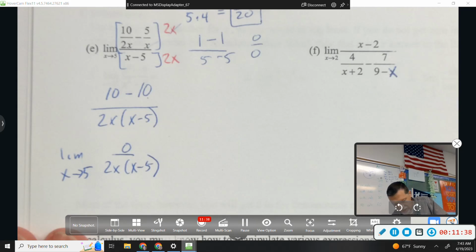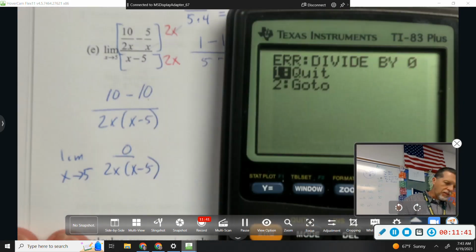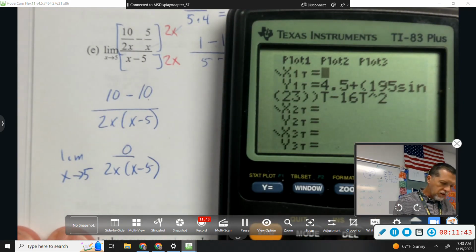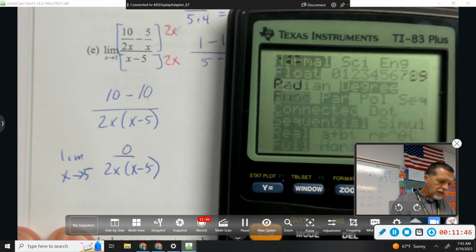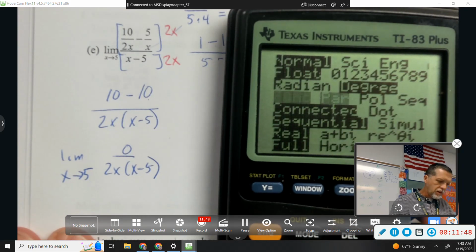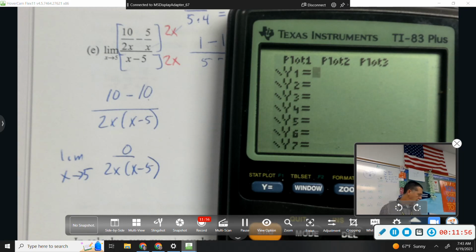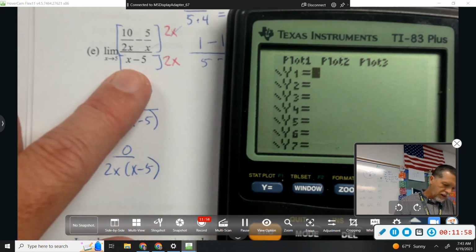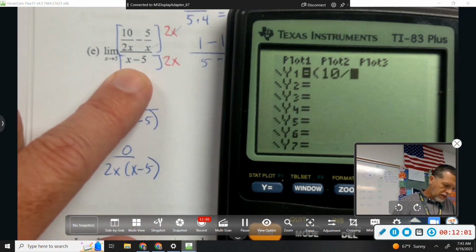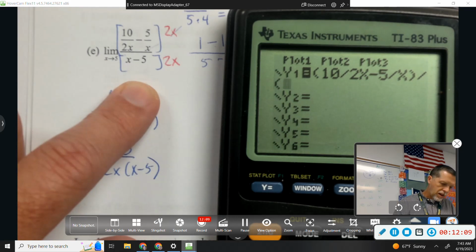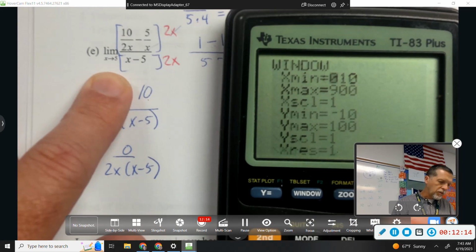Let's graph it and see what it looks like, because then we can for sure know what's going on here. Oof. Mode, function. I don't have one of the nice calculators with the fraction bars up here. 10 over 2x minus 5 over x, divided by x minus 5. And I really want to know what's happening at x equals 5.